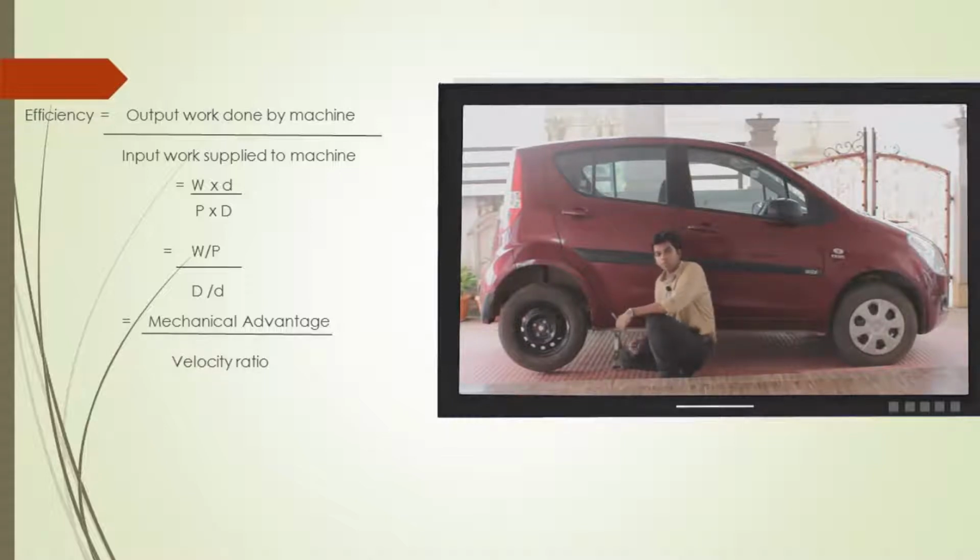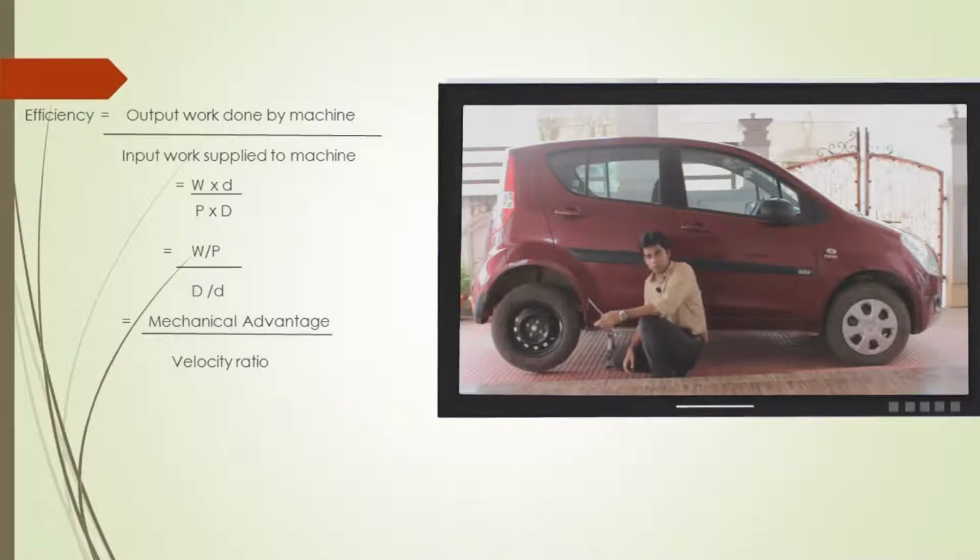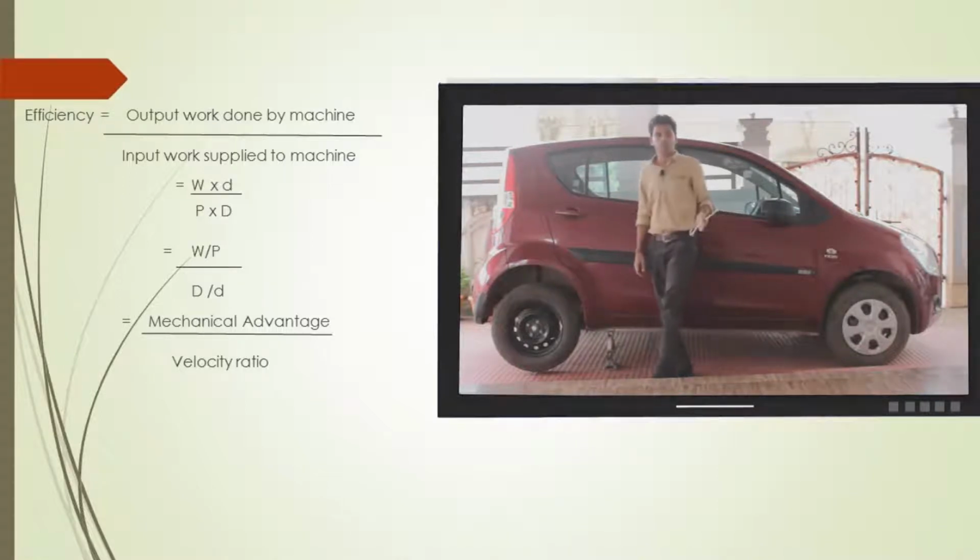So what will be the input work done? Input work done is P into capital D. Now what will be the efficiency? Efficiency is output upon input, so efficiency is equal to W into small d upon P into capital D, or you can say W by P upon capital D by small d. So efficiency is equal to mechanical advantage upon velocity ratio. If the efficiency is 100%, that means if friction is not present at all, then the mechanical advantage will be equal to the velocity ratio.